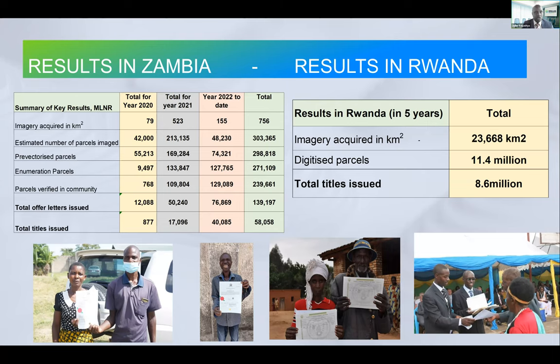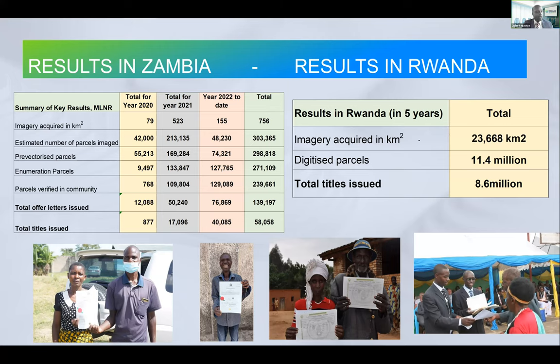When we looked at these numbers and disaggregated them by gender, because it's also an SDG indicator, 5.a.1, we found that 56% of the properties that received titles have at least a female as associated owner. On another side, in Rwanda, where I was previously participating in the program, we did it for 5 years and acquired imagery for the entire country, 26,000 square kilometers. We produced 11.4 million digitized parcels, and 8.6 million parcels received titles. There, 86% of titles have at least a female as an associated owner.